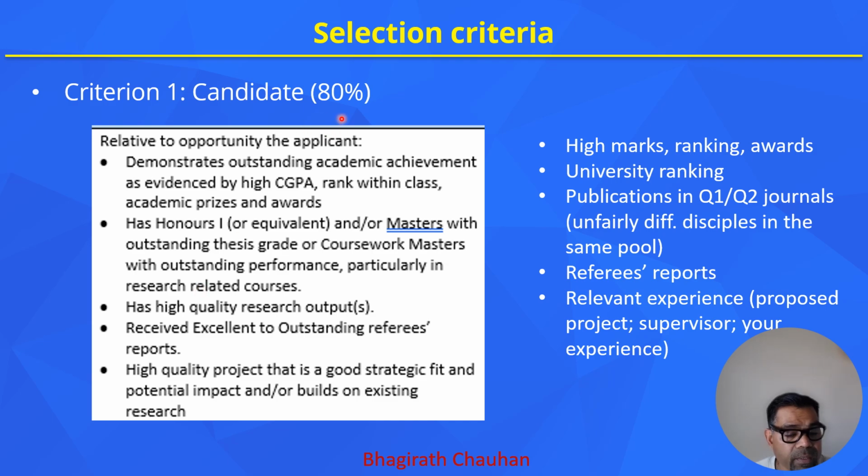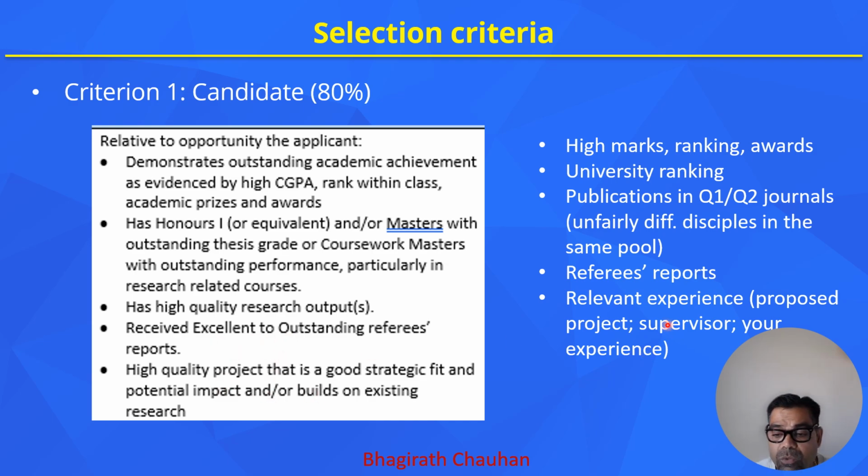I feel out of 80%, 50, 60% is about publication. If you have got 2, 3, 4 publications in these journals, yeah, you have got a good chance. Also, referees. What happens when you submit your application? You need to nominate 2 to 3 referees, and they should provide confidentially, and they need to give you an excellent ranking, excellent grading. If they keep you in the middle somewhere, you lose those marks.